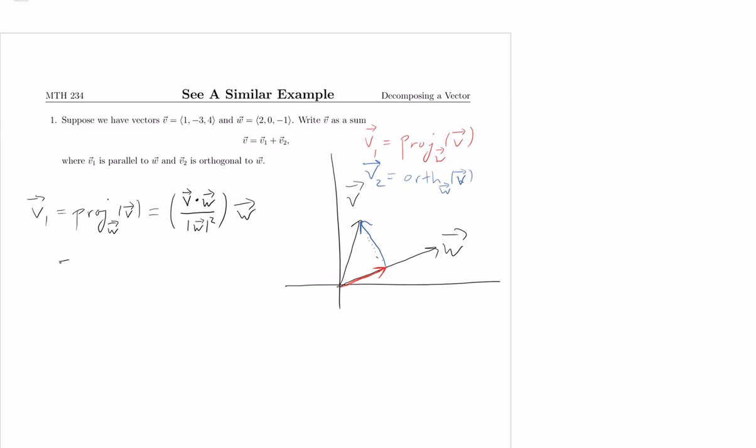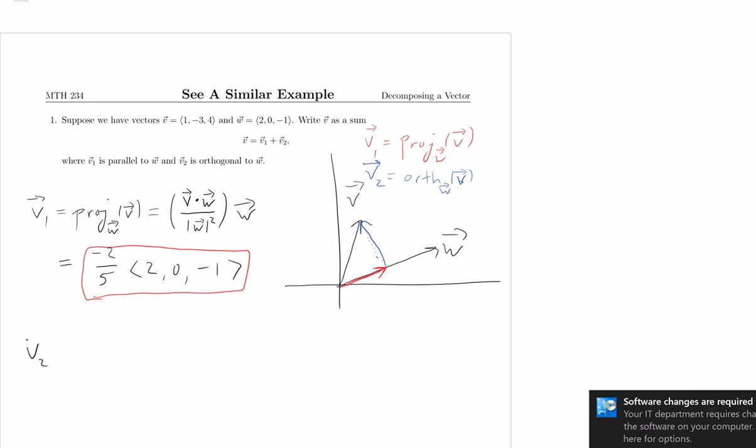So in our case, what do we have here? The dot product of v and w is 1 times 2 plus negative 3 times 0 plus 4 times negative 1. So 2 minus 4, that's negative 2. And let's see, what's the length of w squared? It's 5. So negative 2/5 times w. So this here is what is the red vector in the picture. Okay, this is our formula for the projection.